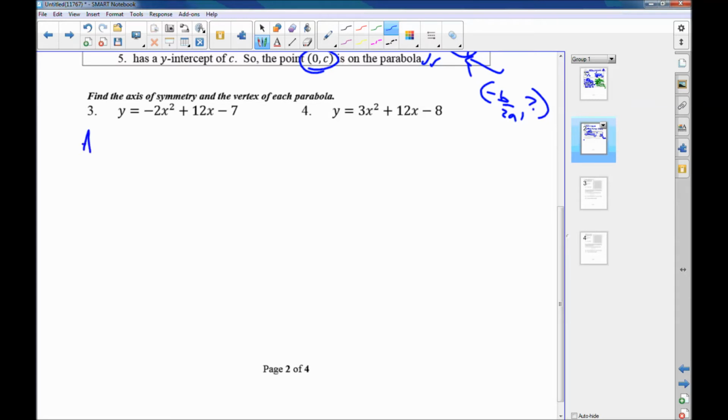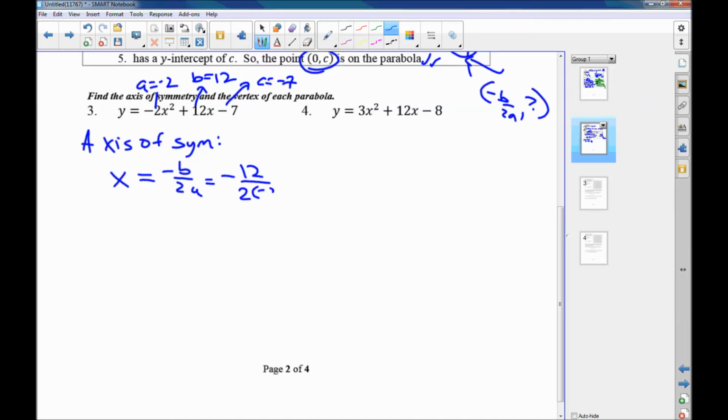So the axis of symmetry, and please label this. You can abbreviate it if you want. So axis of symmetry is going to be a vertical line, and its formula is negative b over 2a. All right, so remember in this one, the a is negative 2. That's the coefficient for x squared. The b is 12. That's the coefficient for the linear term. And the c is negative 7. That's the constant term. So in this case, we're going to put negative of 12 over 2 times negative 2. So negative 12 divided by negative 4, that makes 3. So our axis of symmetry is x equal to 3.